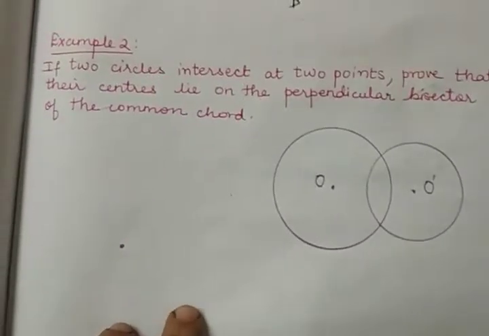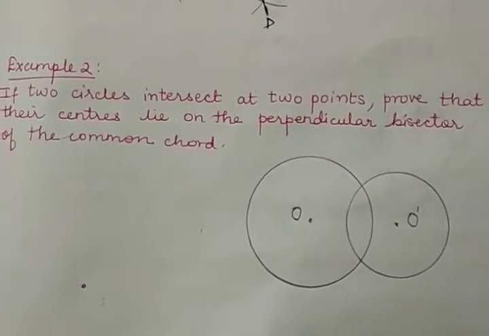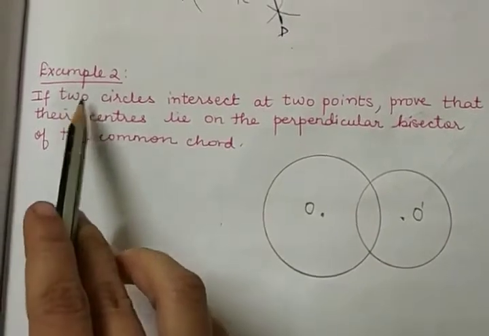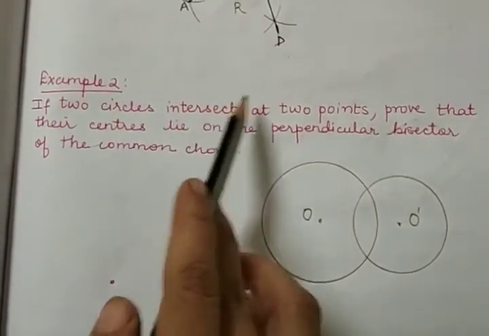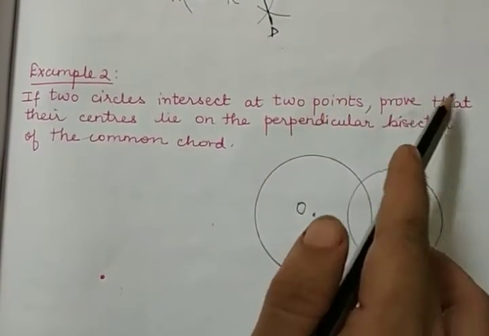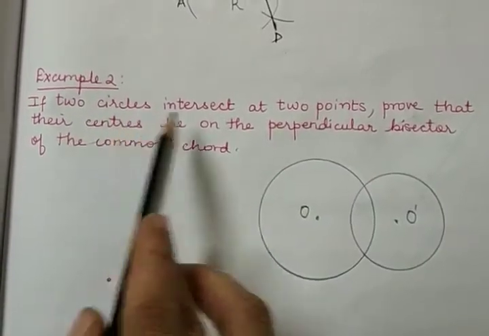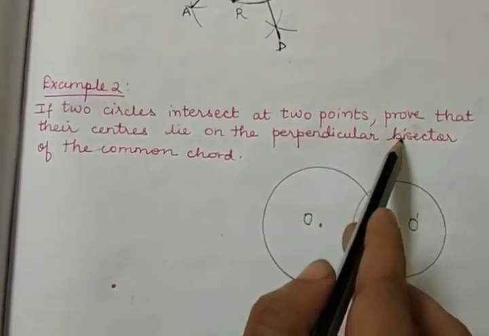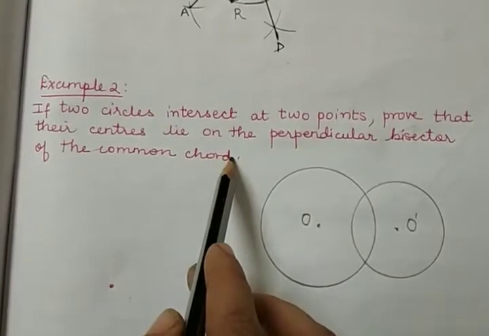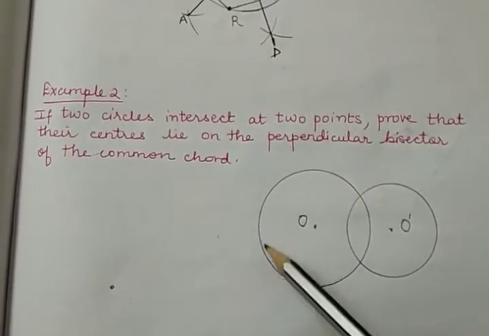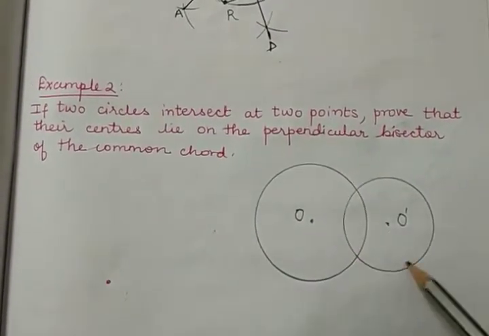In this video, we will solve the second example. The second example says, if two circles intersect at 2 points, prove that their centers lie on the perpendicular bisector of the common chord. So you have two circles which are intersecting at 2 points.